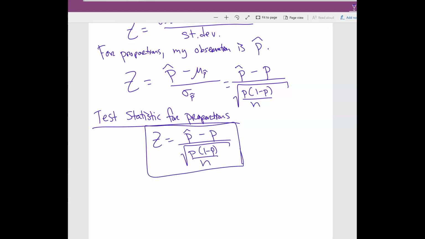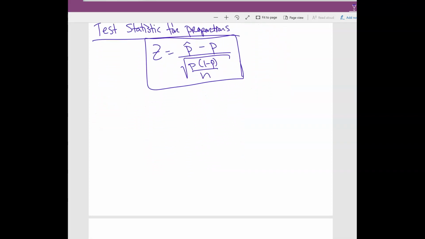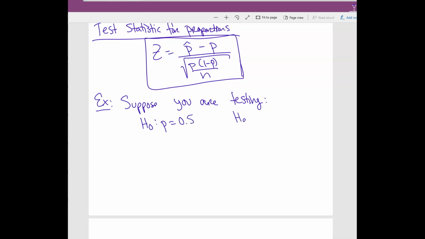So basically, when I gather my data, I'm going to convert it into one number. So let me give you an example of what exactly this looks like. Here's an example. Suppose you are testing the following. Here's my null, p equals 0.5, and the alternative, p is not equal to 0.5.